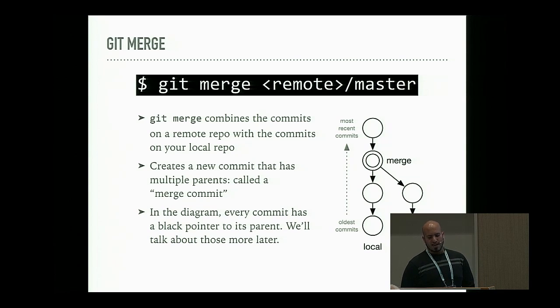And you can see in the diagram, it looks a little bit like this. You'll also see that every commit has a black pointer to its parent. So the arrows are pointing downward, but if you're looking at this diagram chronologically, the commits that are closer to the top are the ones that are the most recent. Every commit knows what its parent is. And we're going to get into those a little bit later as well. But the idea is when you run git merge, you're pulling together other information and updating your local repository based on that information.